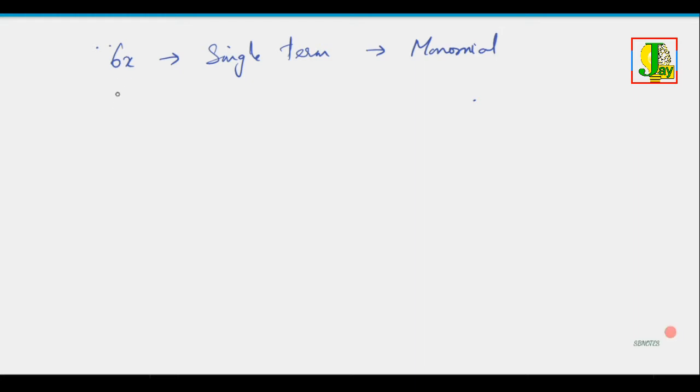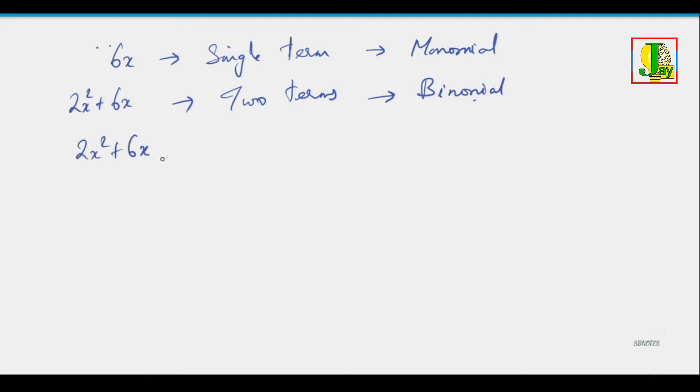So now you guess right. If we add one more term, say 2x squared plus 6x, then we have two terms, and this is known as a binomial. And if we add one more term, say a constant term with that, 2x squared plus 6x plus 5, we have three terms, so that's a trinomial. And the terms having two or more terms are termed as polynomials.